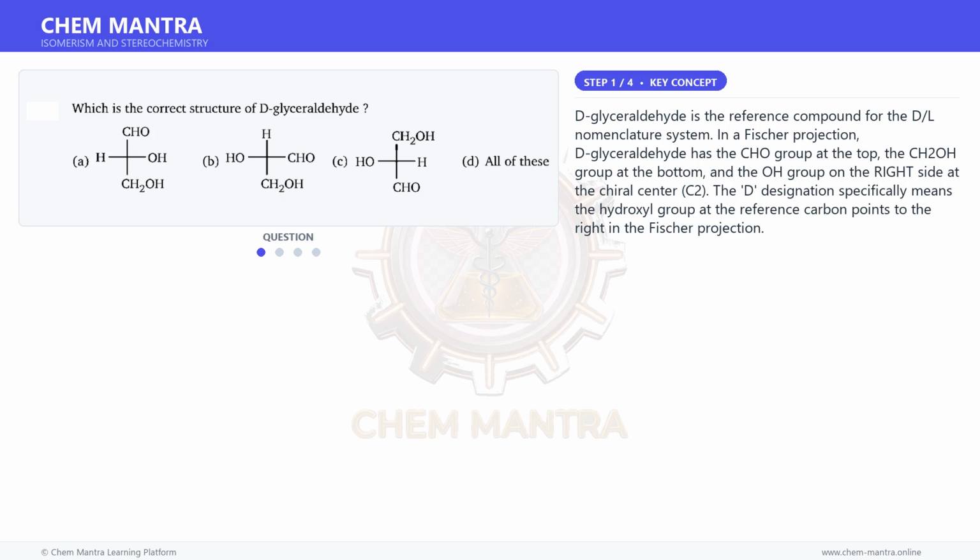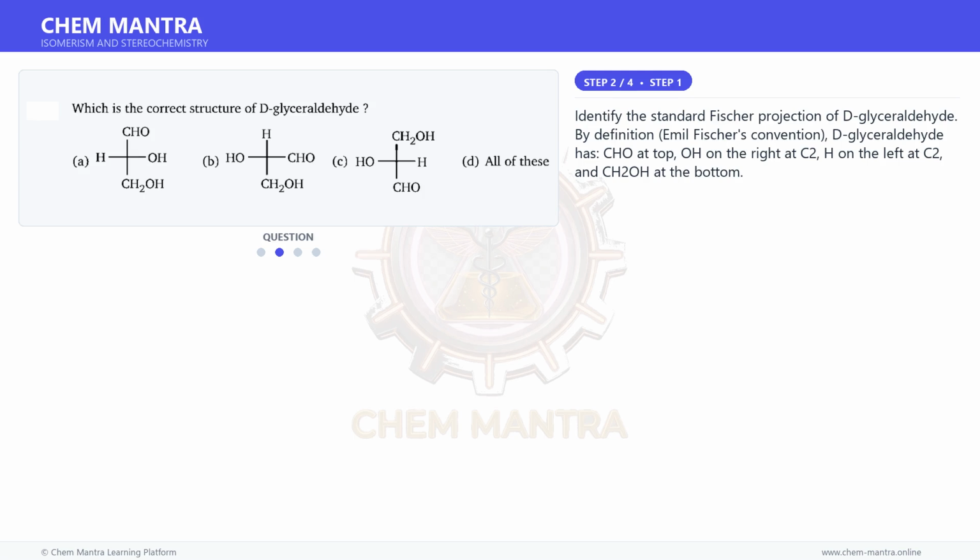D-glyceraldehyde is the reference compound for the DL nomenclature system. In a Fischer projection, D-glyceraldehyde has the CHO group at the top, the CH2OH group at the bottom, and the OH group on the right side at the chiral center, C2. The D designation specifically means the hydroxyl group at the reference carbon points to the right in the Fischer projection.